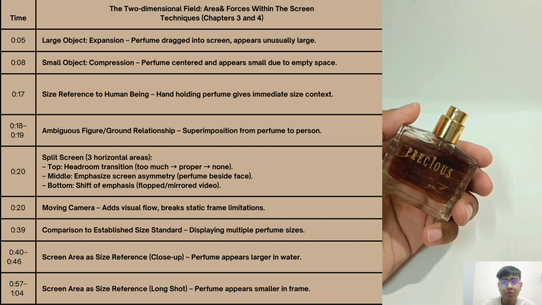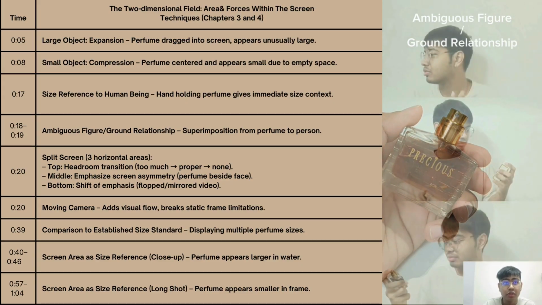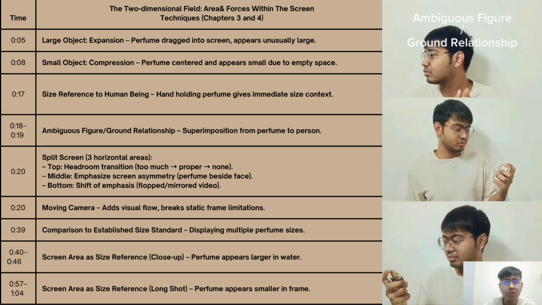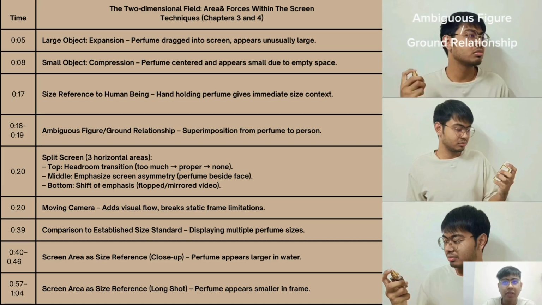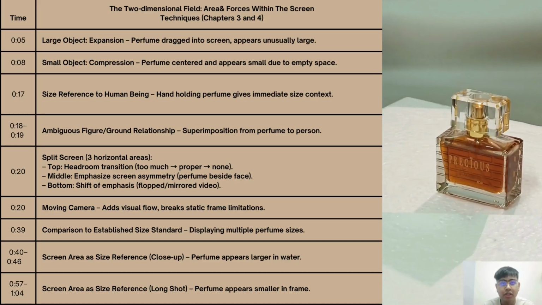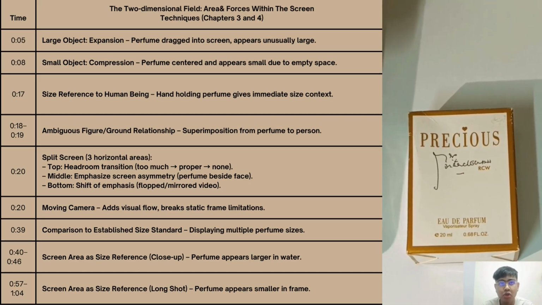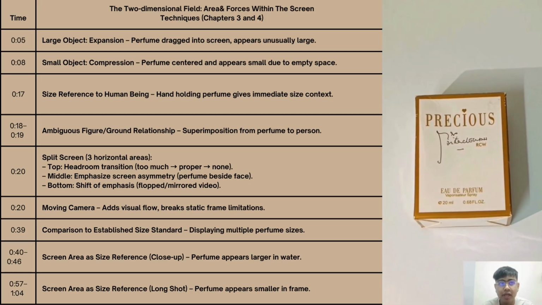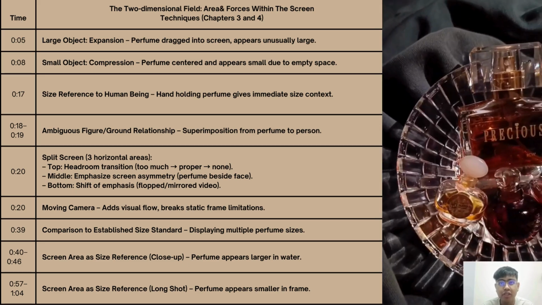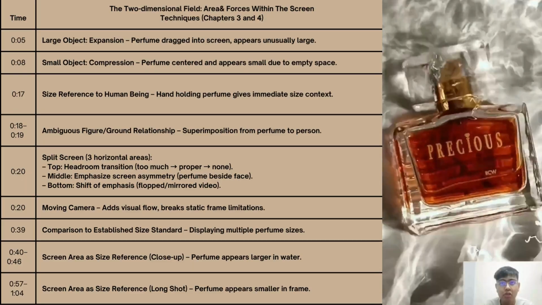Between 80 and 19 seconds, I use an ambiguous figure or ground relationship by applying a superimposition effect. The focus shifts from the perfume to a person using it, creating a new layer of meaning. By combining the visual techniques from both chapters, this video not only promotes the perfume brand aesthetically, but also shows how screen space, object size, and visual focus can be creatively manipulated for branding on digital platforms. So that's all for the first video.